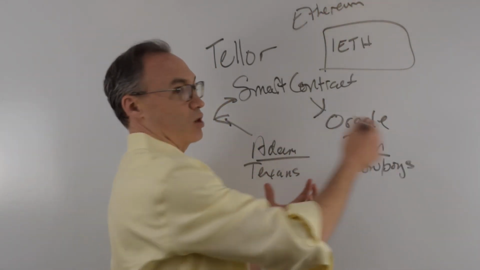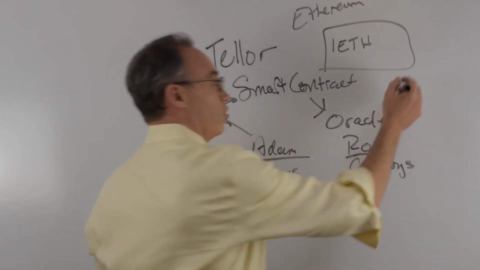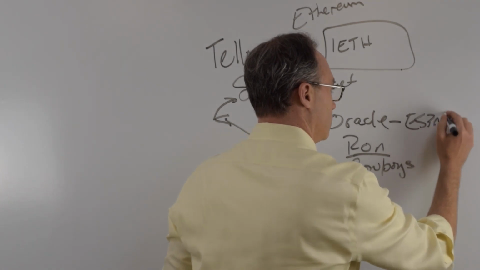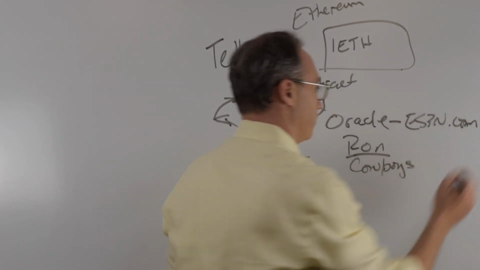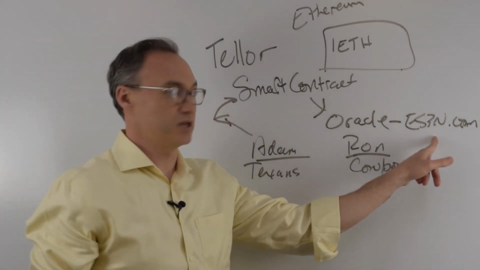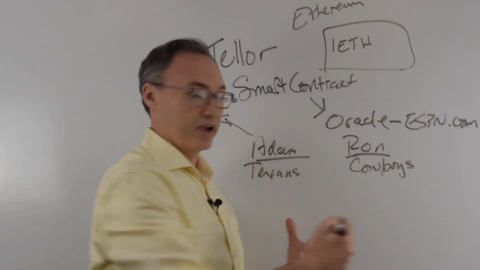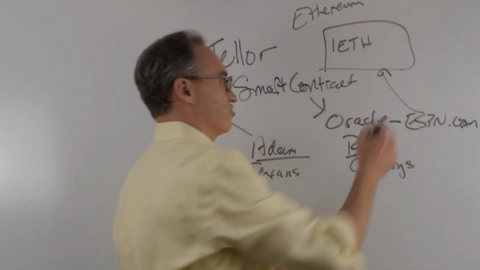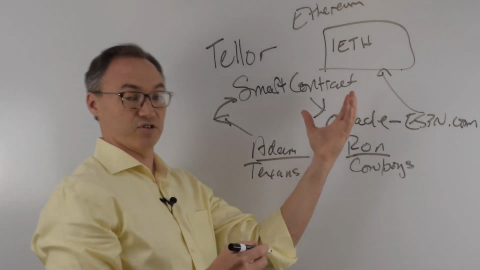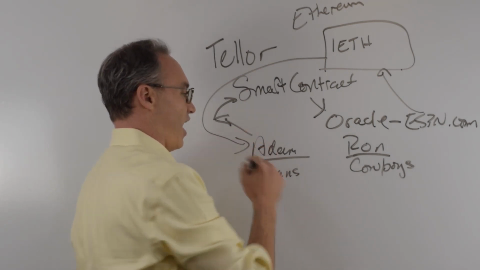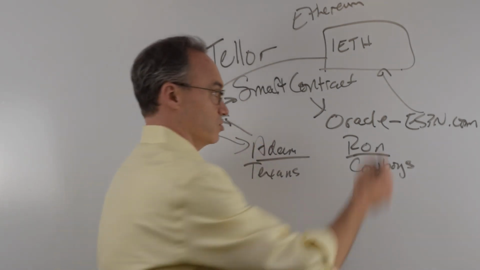Adam has Texans, Ron has Cowboys. It's all out here. It is looking for an oracle. In this case, let's say the oracle is ESPN.com. We've decided that the oracle is ESPN.com, and as soon as the score is final, this score gets fed into the smart contract. The smart contract says, oh, look, the Texans won the game. This ETH is going to go to Adam's wallet. That's how it works. It's looking for an oracle.